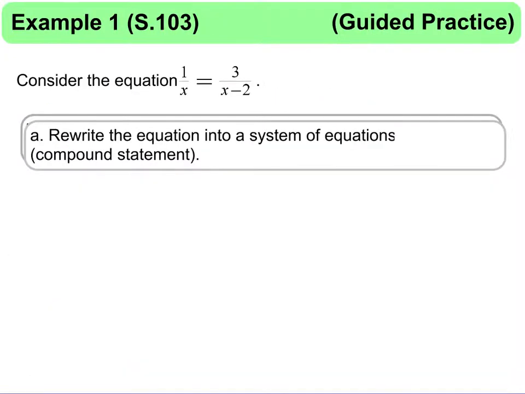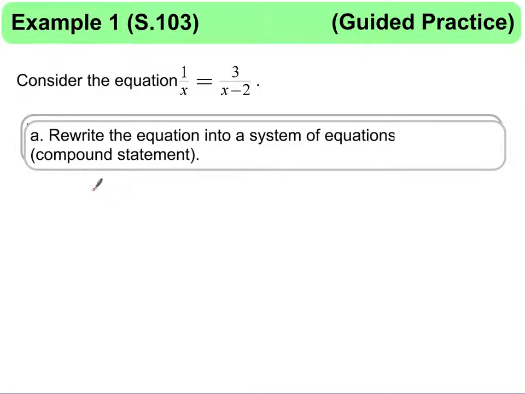Another example to take a look at: they say to rewrite the equation into a system of equations, or basically a compound statement. Again, they're really just asking what x cannot be in this situation.